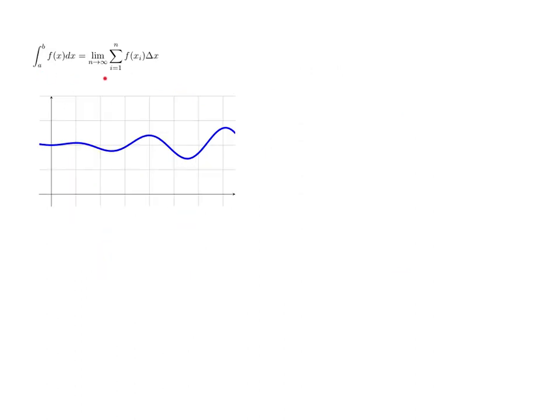So here is the formal definition for the definite integral. It's the limit as n approaches infinity of the sum of i going from 1 to n of the function f of x sub i times delta x. It's a very complicated definition, but I don't want to lose meaning of what it's saying to do.